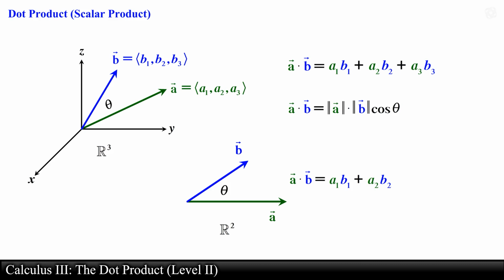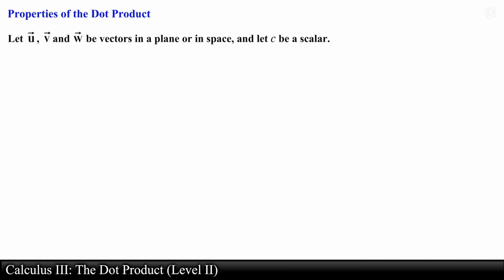Alright, now let's talk about the properties of the dot product. Let u, v, and w be vectors in a plane, or in space, and let c be a scalar. Then, u dot v is equal to v dot u. This is known as the commutative property of the dot product.